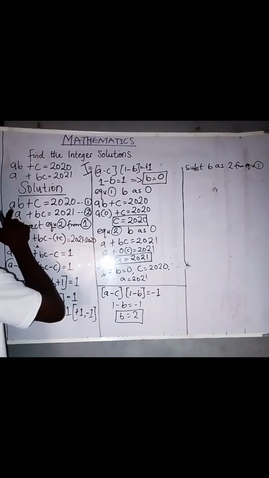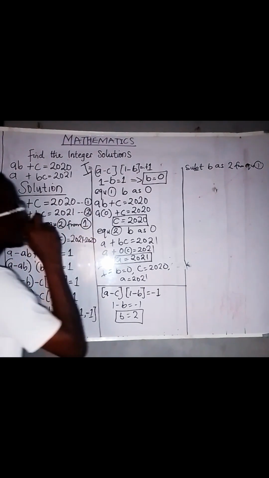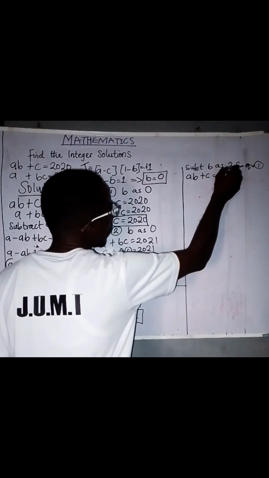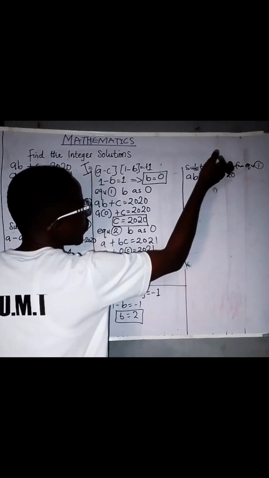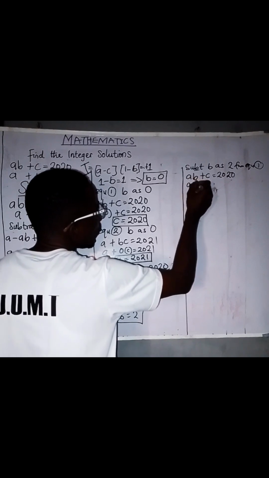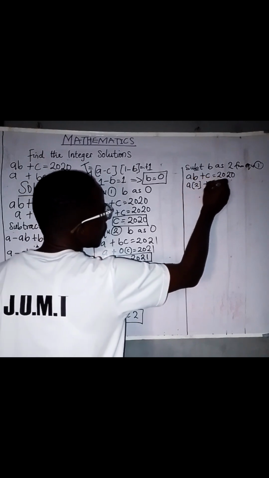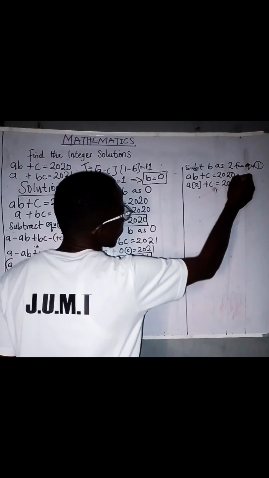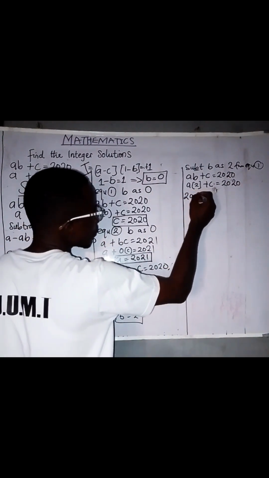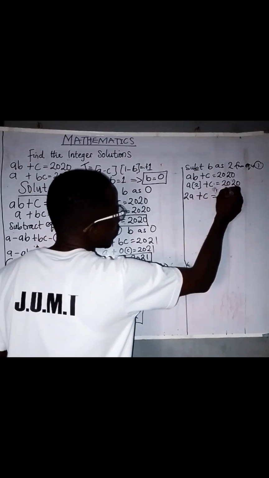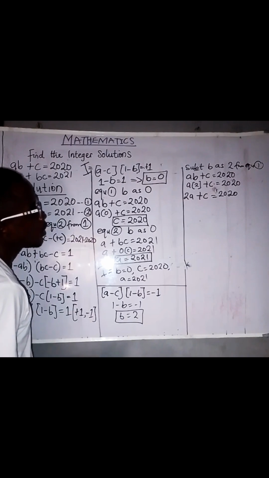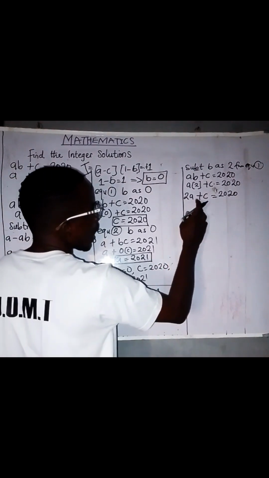My equation 1 is ab plus c equal to 2020. Anywhere I see b, I put 2. So it becomes a times 2 plus c equal to 2020. Opening brackets, I have 2a plus c equal to 2020.